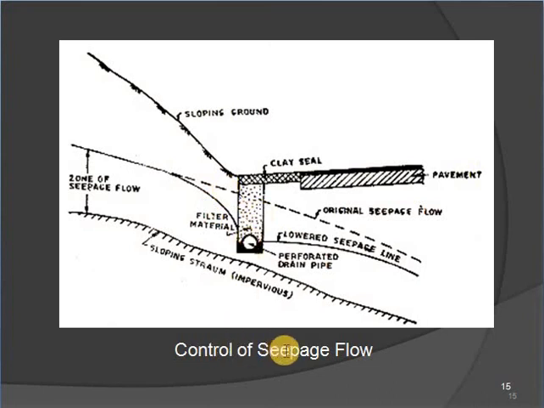So this is nothing but control of seepage flow, an image you can see here. This is the zone of seepage flow, and this is the sloping ground, this is a clay seal, and this is the pavement footpath. This is the perforated drain pipe for whatever water falls here, and this is a sand filter material. And this is a lowered seepage line. So this is used for the control of seepage flow. In order to protect the pavement from water going directly onto the road, we will be providing these drains.